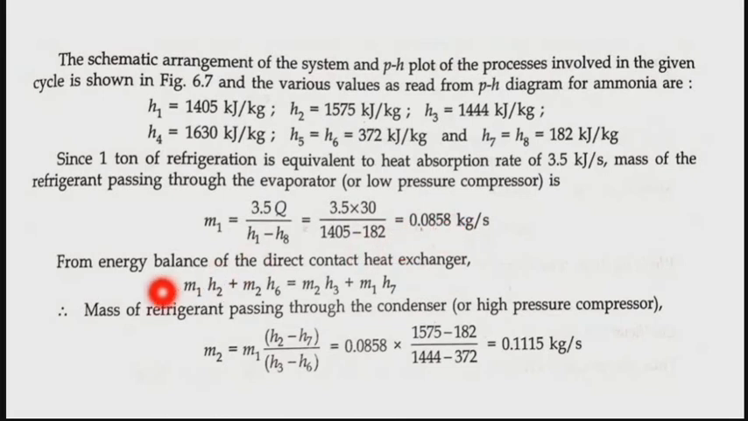Now you can see the energy balance equation, because you are using a heat exchanger, so you can use the energy balance equation: M1 into H2 plus M2 into H6 is equal to M2 H3 plus M1 H7. How does this equation come about?